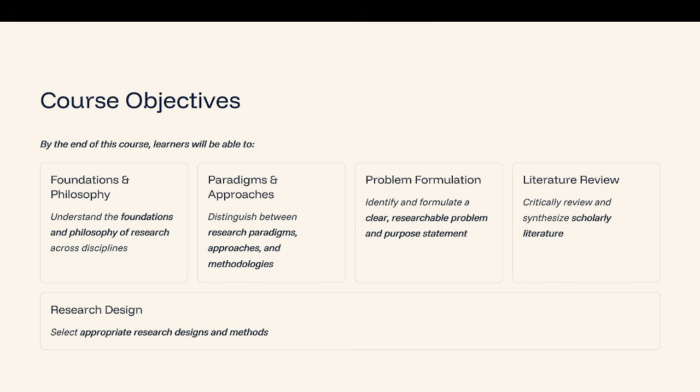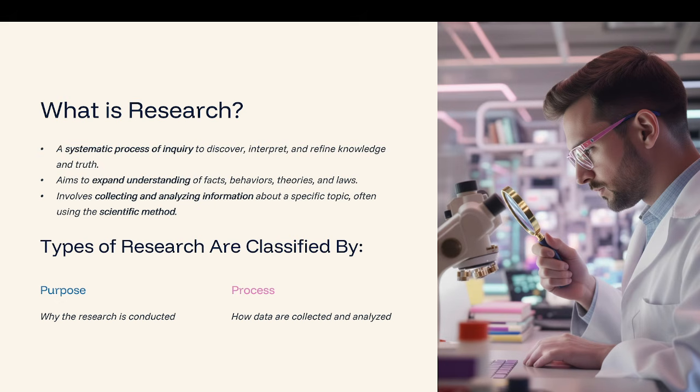By the end of this course, learners will be able to understand the foundations and philosophy of research, distinguish between research paradigms, approaches, and methodologies, identify and formulate a clear, researchable problem and purpose statement, critically review and synthesize scholarly literature, and select appropriate research designs and methods.